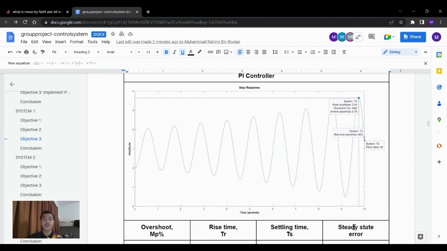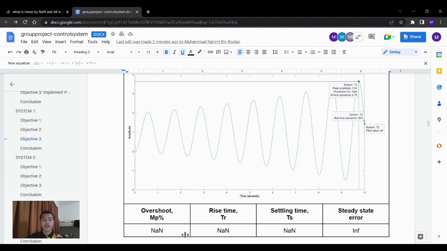For the PI controller, the overshoot, rise time, and settling time are none. And the steady state error is positive infinity.